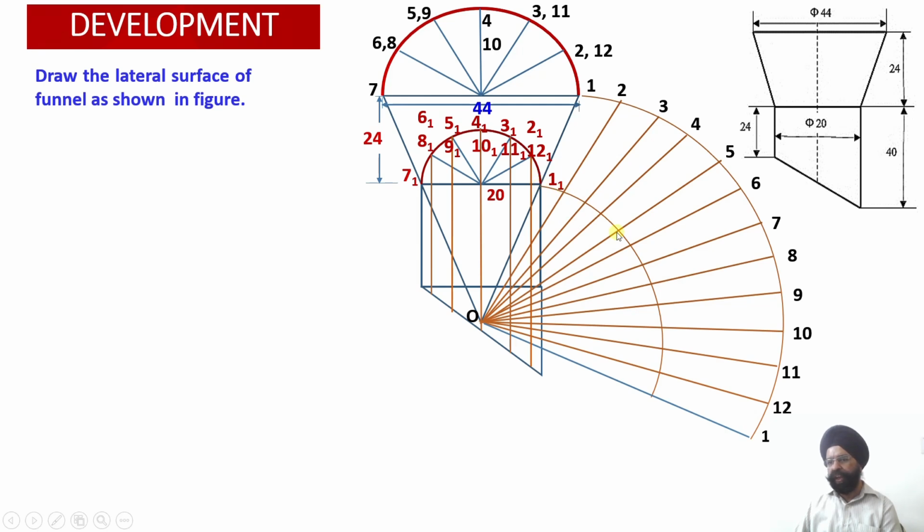So this is going to be my development corresponding to the upper part of the funnel. The upper part of the funnel will be this much, right? So I am going to put down all these points: 1 1, 2 1, 3 1, 4 1, 5 1, 6 1. You move to 12 1 and then get back to 1 1. Similarly over here, corresponding to the upper semicircle, which is drawn for 44 millimeter diameter, measure this chord length over here, and then all these chord lengths they will be equal.